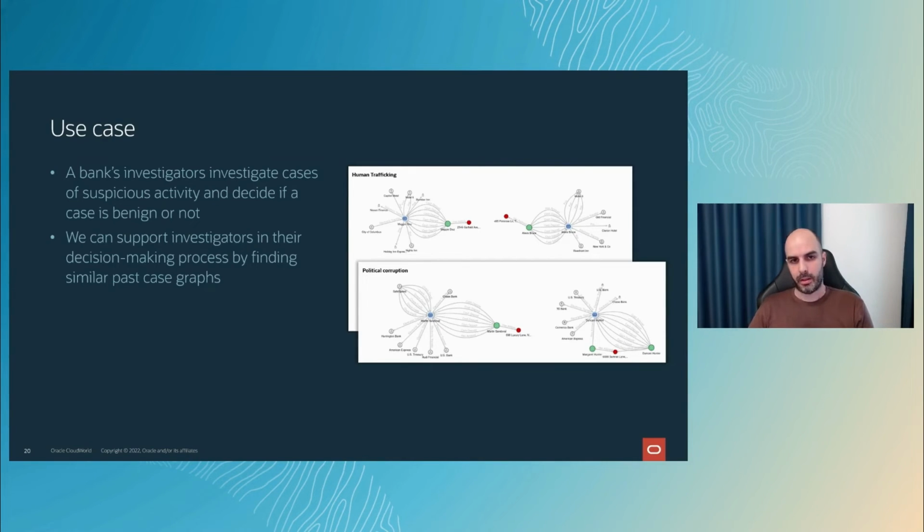And what we can do in this particular use case is support investigators by providing them a list of similar past case graphs. That way they can inspect those past case graphs. They might have a decision on those case graphs already that they can use and incorporate in their decision-making process. So the goal of this project is to find a list of similar cases that show similarities with the current case under investigation.